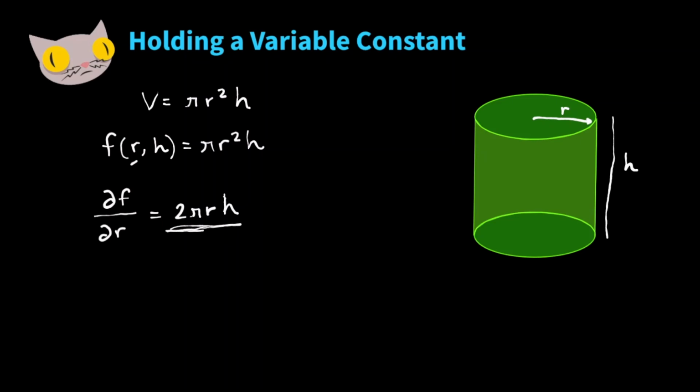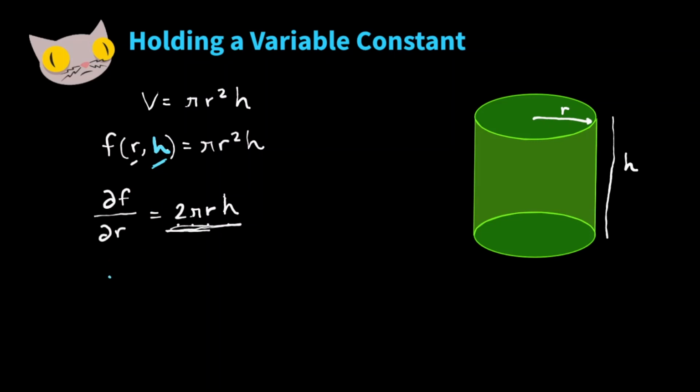So we have our partial derivative with respect to radius. What is this information telling us? It's saying that if the radius of this cylinder changes by some amount, the volume changes by 2 pi r times height.